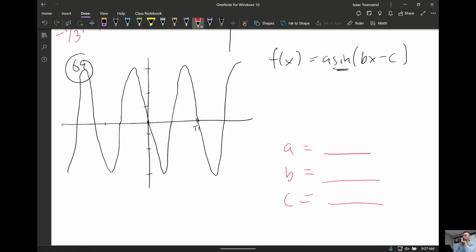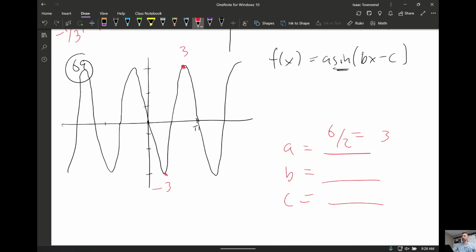Okay, so A comes from the amplitude. So it looks like if there's a max value of 3 and a min value of -3, you're going to be tempted to say that the amplitude is 6. But amplitude is half the distance between min and max. So A is either 3 or -3, because the amplitude's half the absolute value of A.